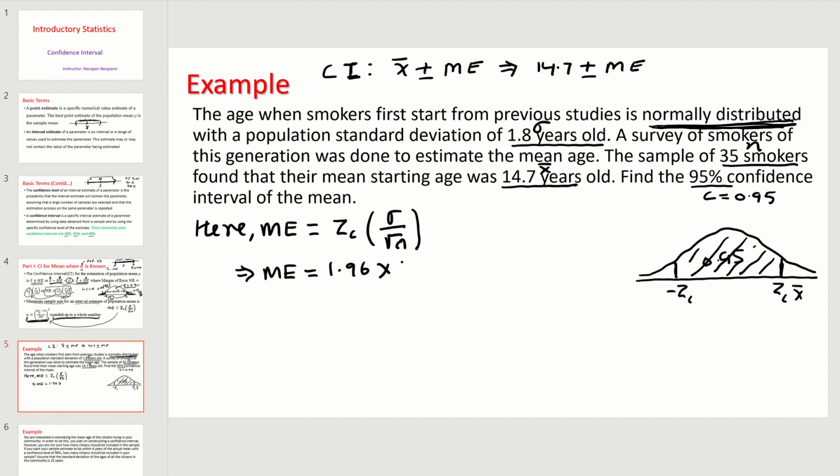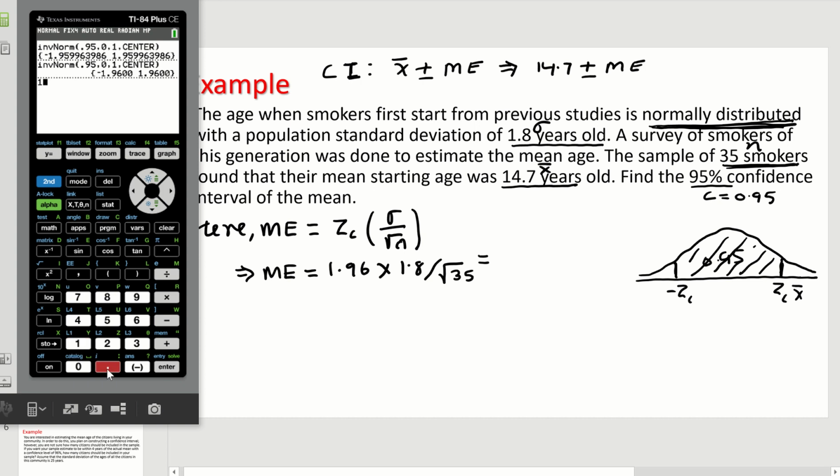Standard deviation sigma 1.8 divided by the square root of n. Our sample size is 35, so n is equal to 35. So that is equal to, let me type that in the calculator. 1.96 multiplied by 1.8 divided by the square root of 35, which is equal to 0.5963.